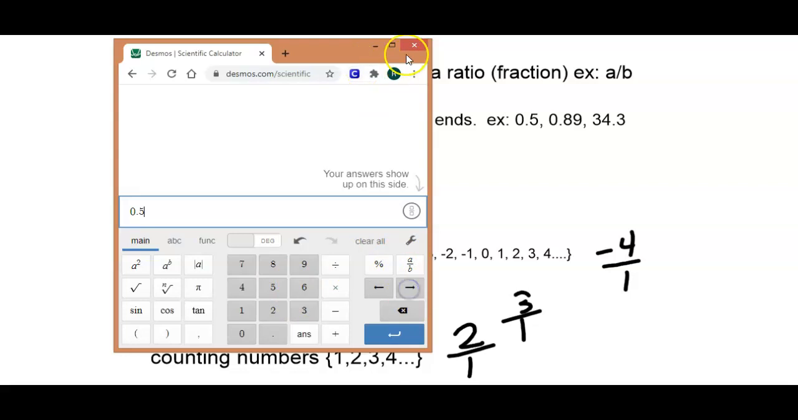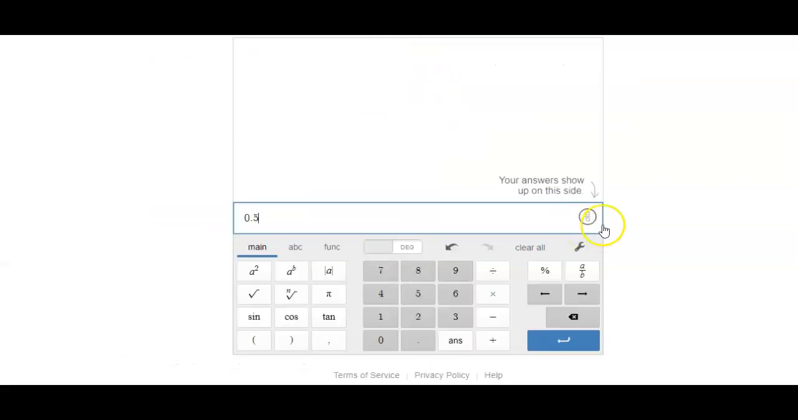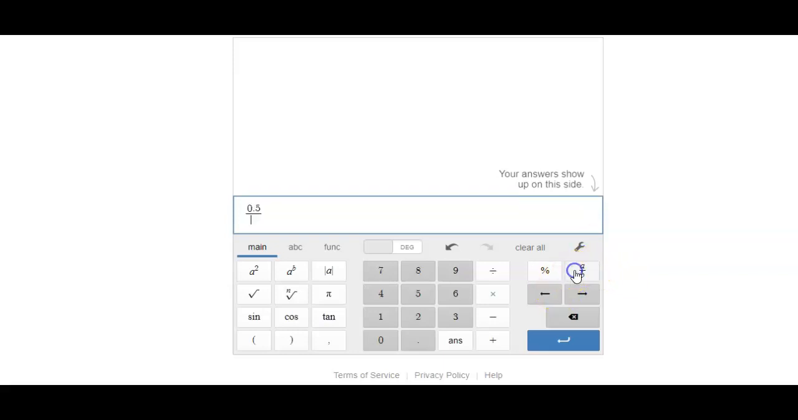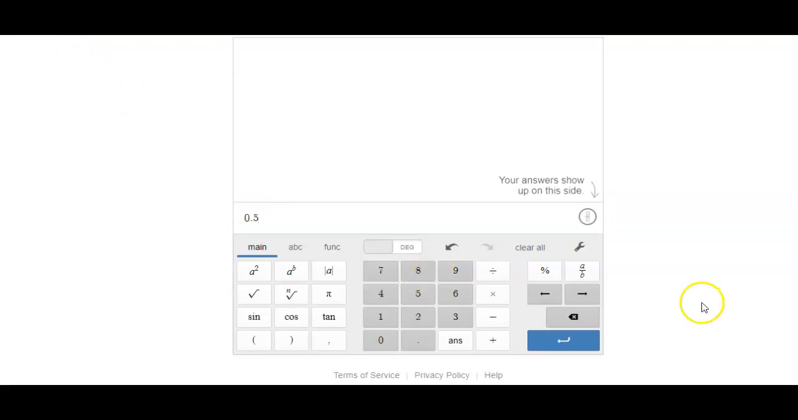So let me make it larger actually. There we go. So if I wanted to turn it into a fraction, I'm not going to want to hit that fraction button. I'm going to want to hit this fraction button. Does everyone see how it pops up, it says convert to fraction, and it's 1/2.